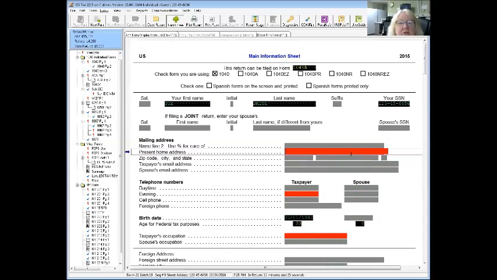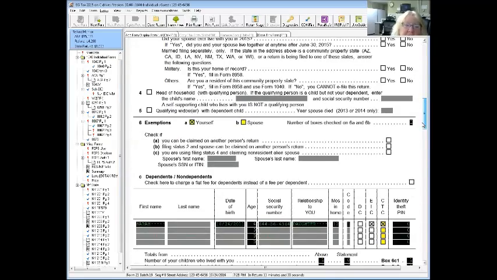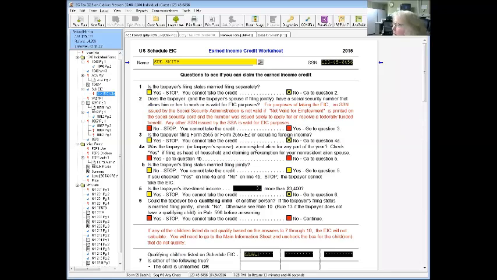Okay, so I'm back to Sue, okay? Sue makes $15,000 and she's just got the one child. I've just got her back here with Sarah. She's head of household and she has Sarah and she's claiming EIC. So look what's going to come up over here on the side. It's going to come up EIC worksheet. And here are the questions that we're going to start answering.